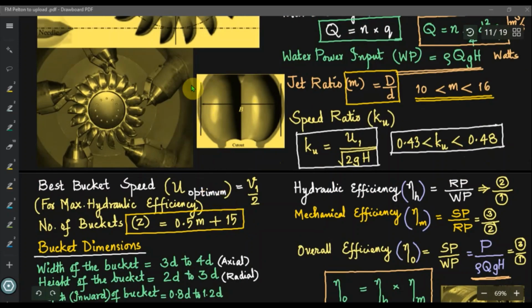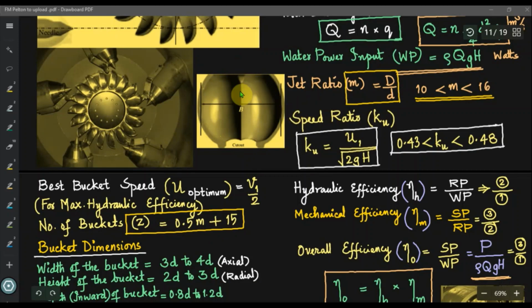Now we consider the bucket dimensions, the hemispherical vanes mounted on the Pelton wheel runner. See, one such bucket is shown over here, and this is the width of the bucket. Actually, that is the axial width of the bucket. And these bucket dimensions are specified in terms of the diameter of the jet, small d. So usually the axial width of the bucket, that is this dimension, is taken as 3 times the diameter of the jet to 4 times the diameter of the jet. That is 3d to 4d, that is the axial width of the bucket.